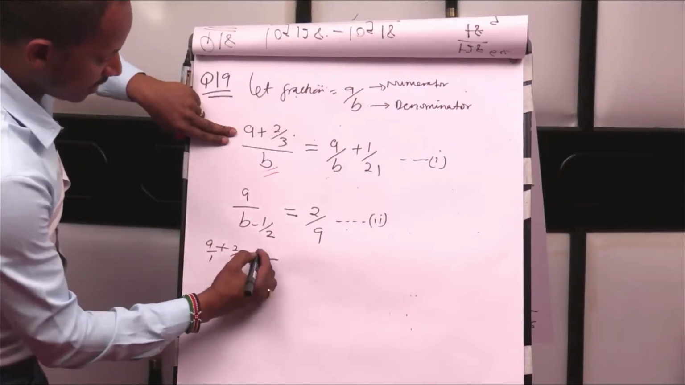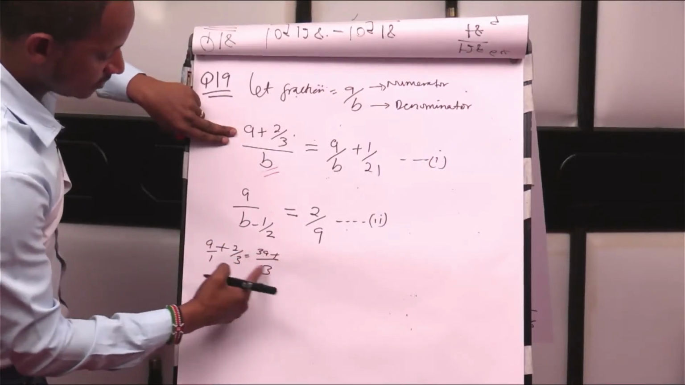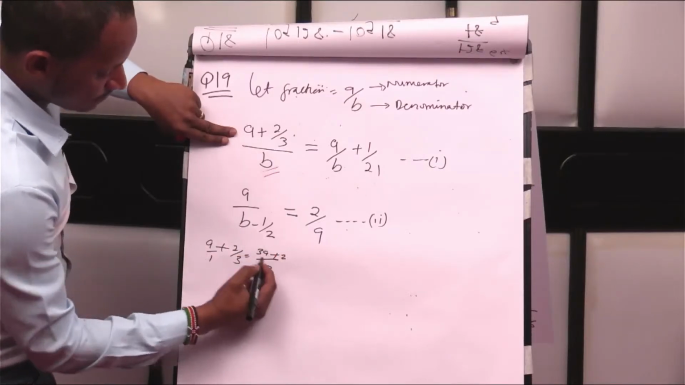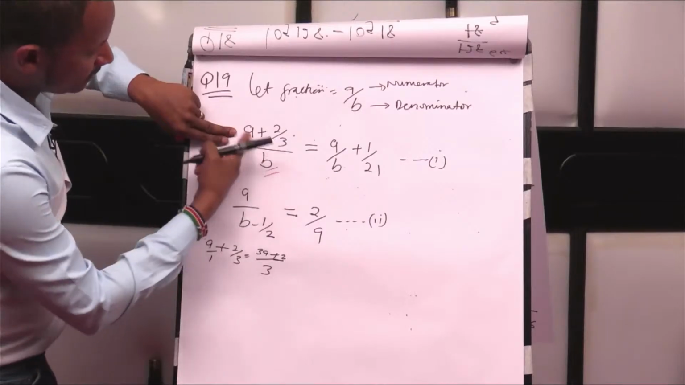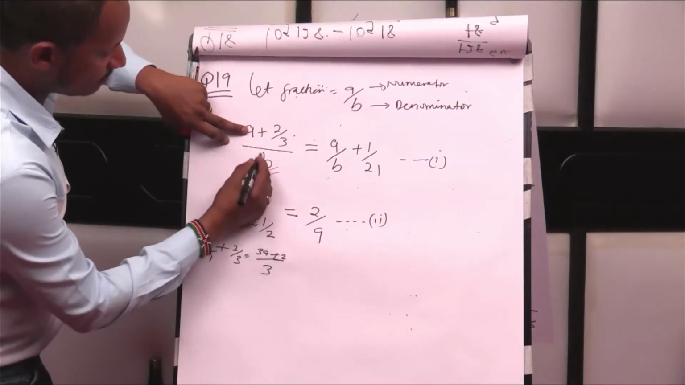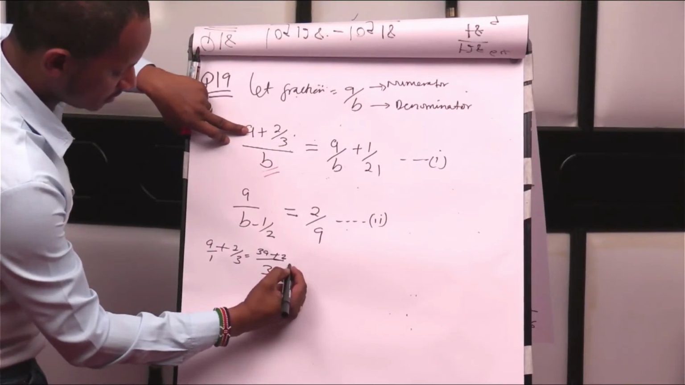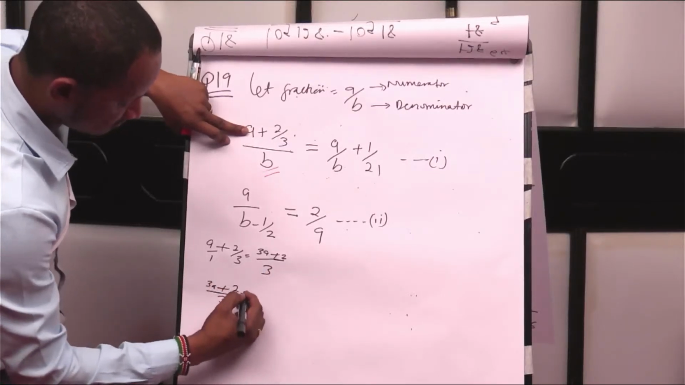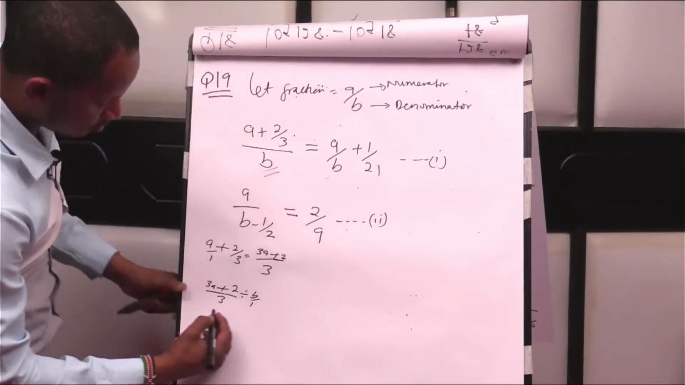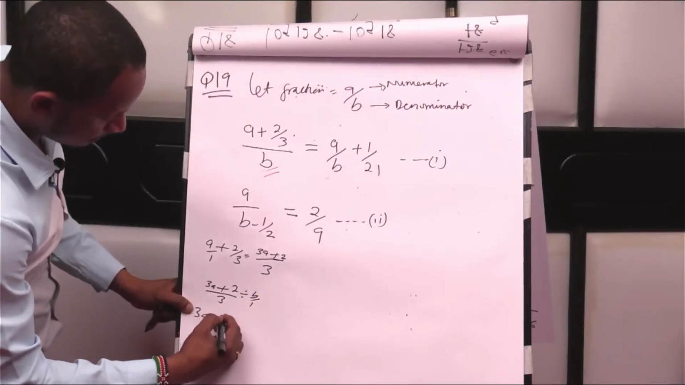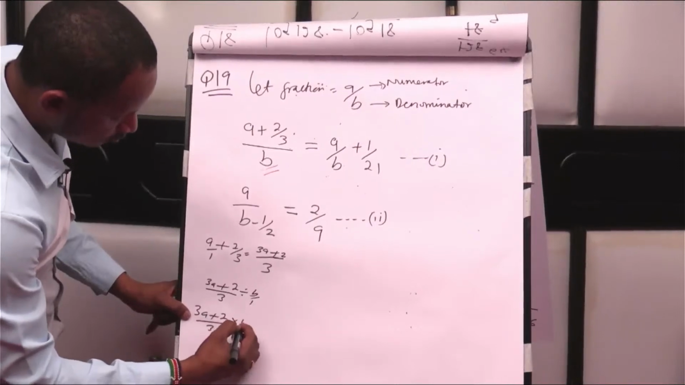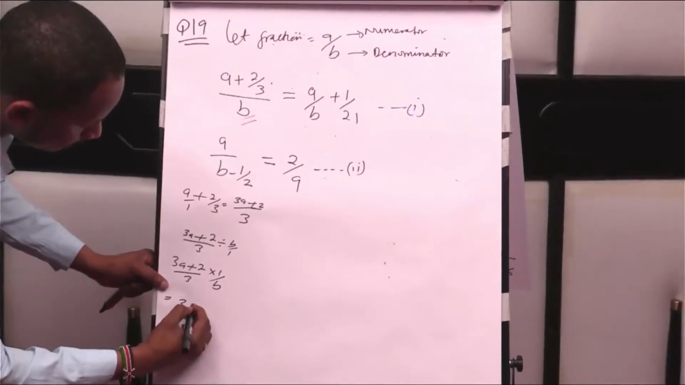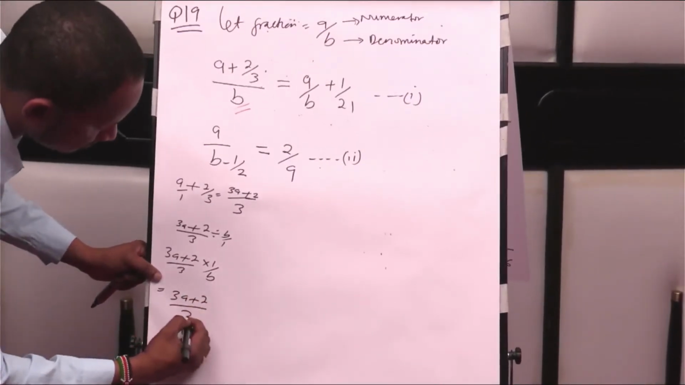3 times a, 3a. Plus 3 into 3 once, 1 times 2 is 2. So I've just simplified this. Then divide by b. Over b means this: 3a plus 2 over 3 divided by b over 1. When you open this up, it becomes 3a plus 2 over 3 times 1 over b. So this comes to 3a plus 2 over 3b.